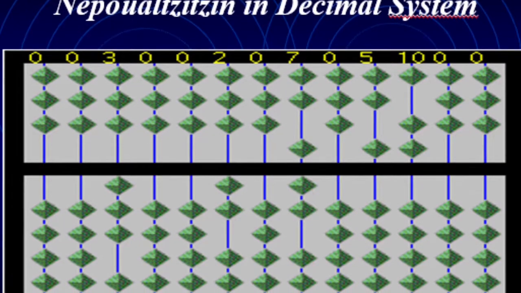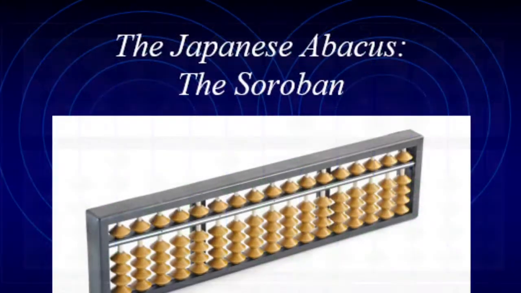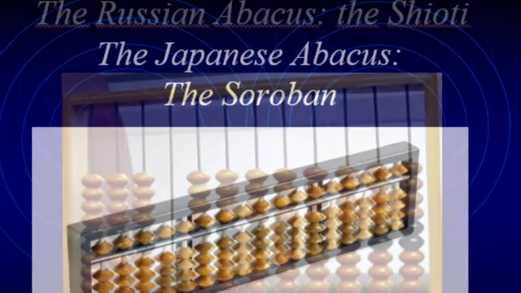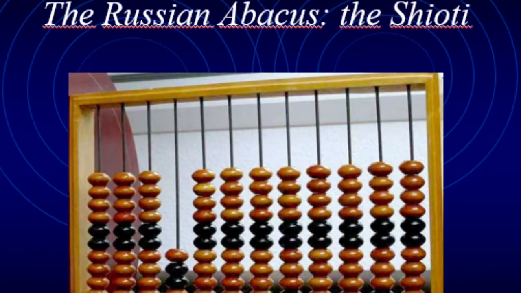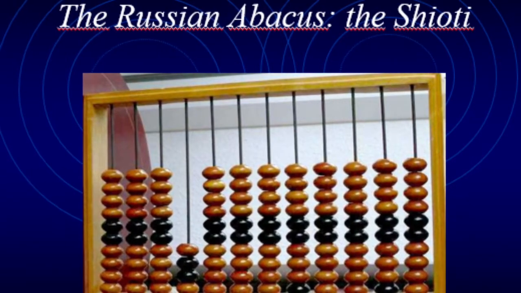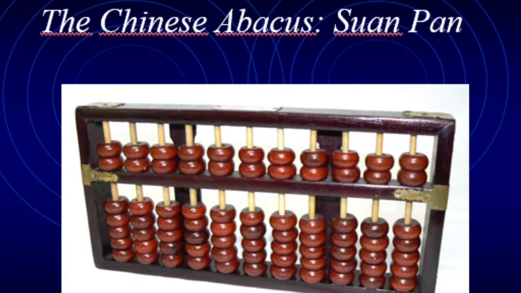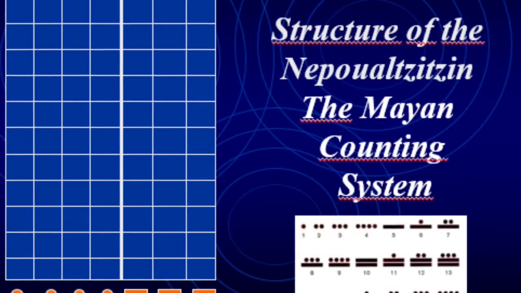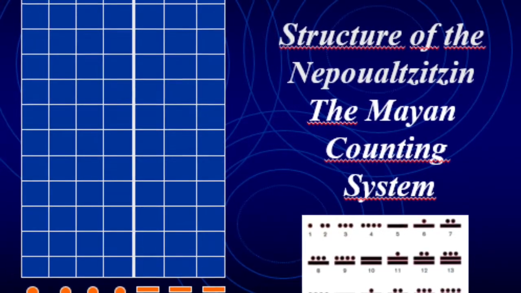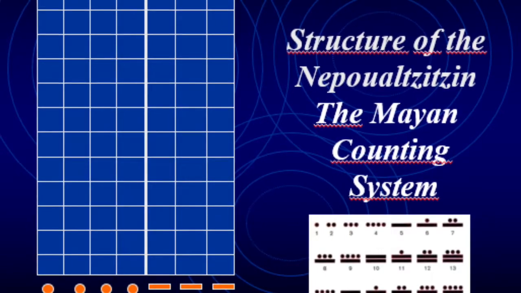Some of you know that many cultures have their own abacus, such as the Japanese, known as the Soroban, the Russian abacus, that is called the Schoty, the Chinese abacus, that is known as the Suanpan. Well, the structure of the Nepoualtzitzin is much more similar to the Japanese one, with 1s and 5s.